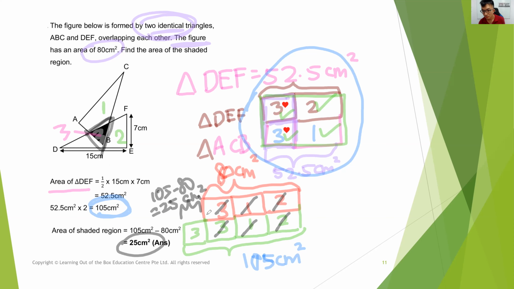Okay, so Bibian, do you see 1, 3 or 2, 3 here? Only 1, right? Only 1. So do you need to divide by 2? Yes or no?